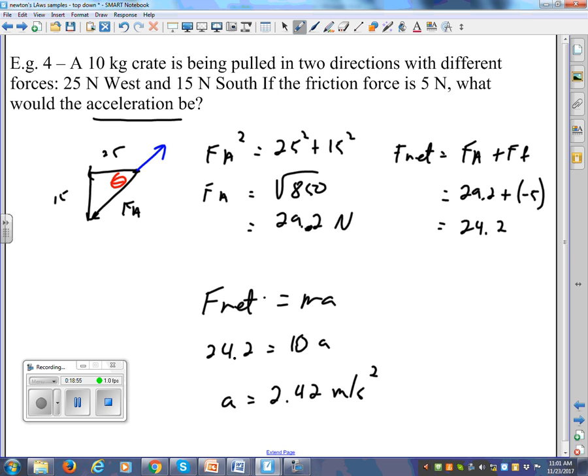the applied force. So that's going to be theta is equal to inverse tan, opposite 15, adjacent 25. I get 31 degrees. So that's going to be west, 31 south.